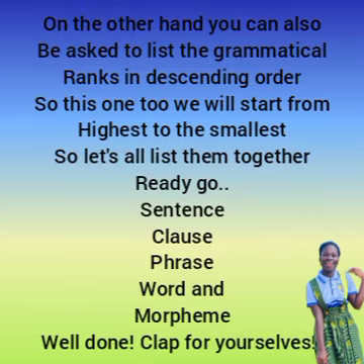On the other hand, you can also be asked to list the grammatical ranks in descending order. So this one too, you will start from the highest to the smallest. So let's all list them together. Ready, go. Sentence, clause, phrase, word, and morpheme. Well done. Clap for yourselves.